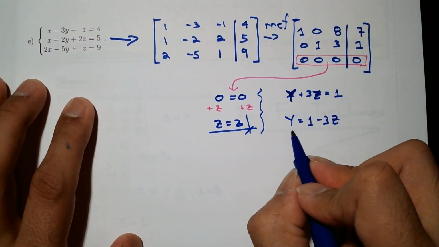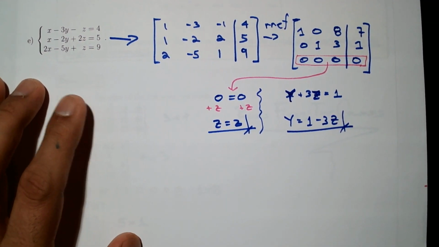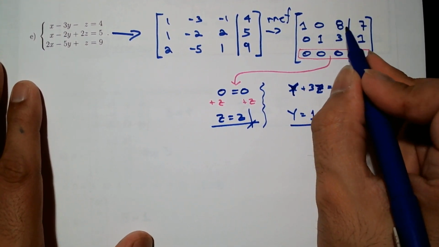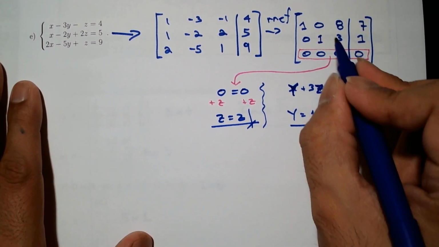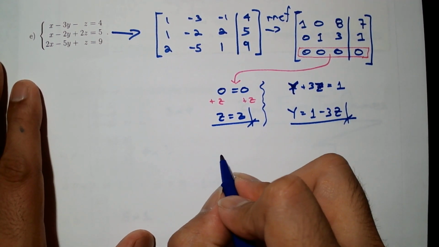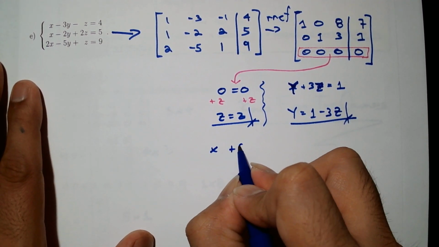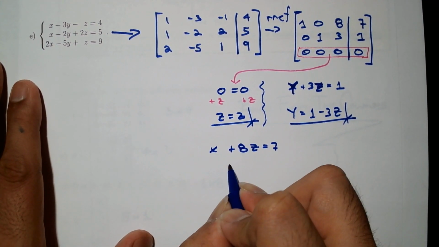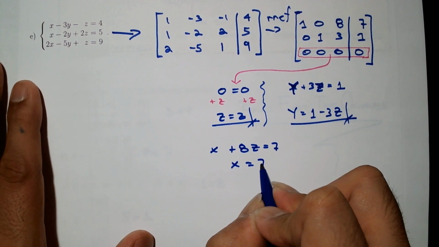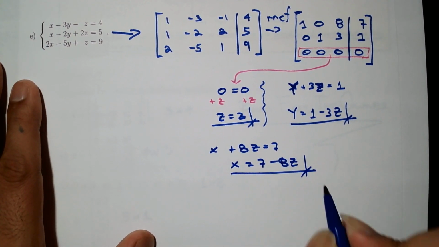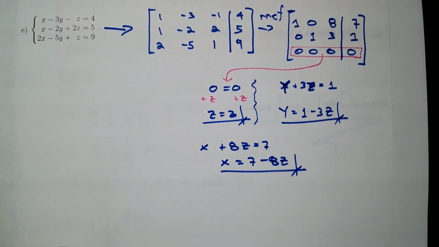Okay, so in this case, I'll show you in a minute. Let me do the first row, which is the other solution. That's x plus 0y plus 8z equals 7. That is x plus 8z equals 7. I'm going to solve for x to get x by itself. That's 7 minus 8z.